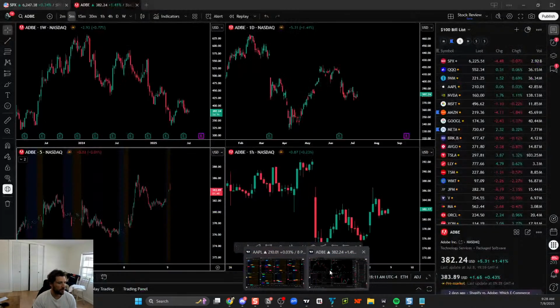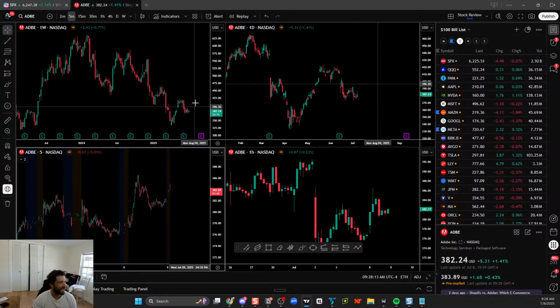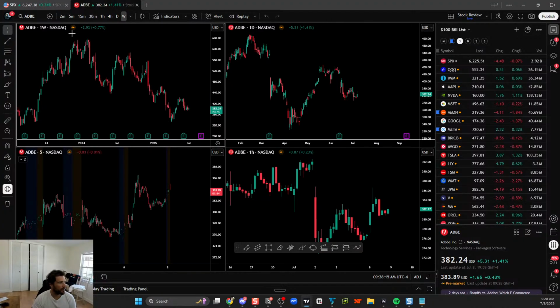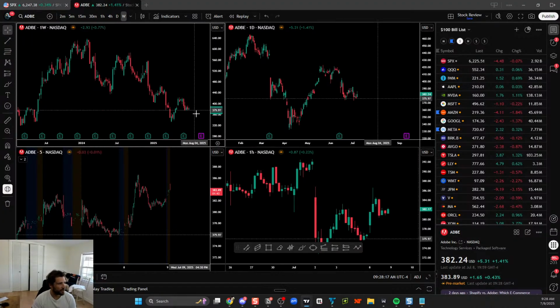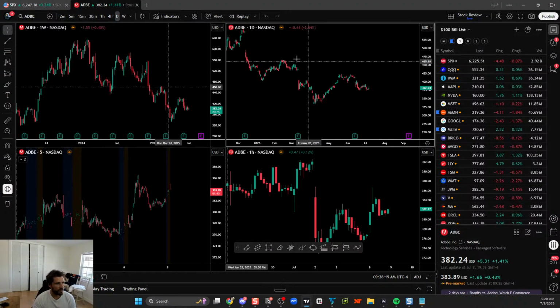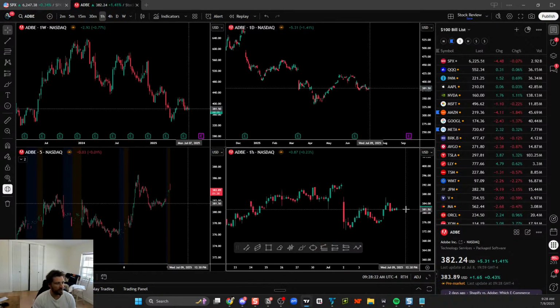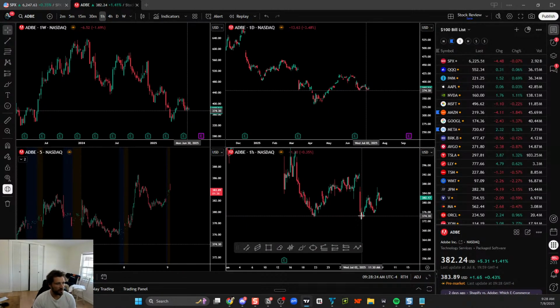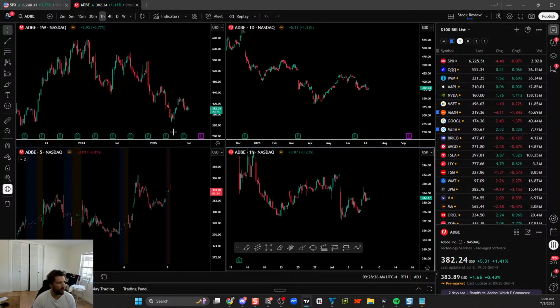What is the price chart? Yeah, Adobe too. It's clear as day. The weekly chart is in a downtrend. Daily chart in a downtrend. Hourly chart trying to form a bottom here. So from a TA point of view, until we get above prior week's high, it doesn't look super interesting to me.